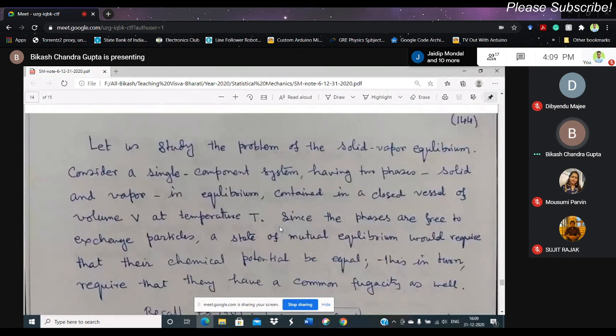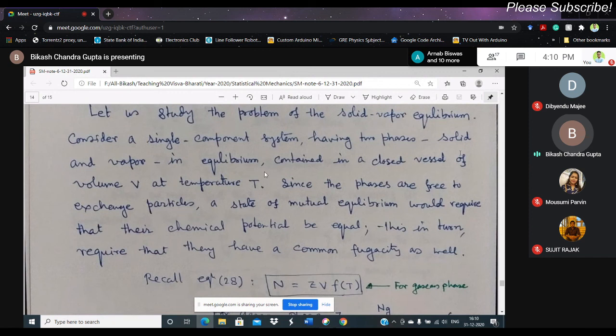Now, let us talk about something which is kind of interesting. Let us study the problem of liquid vapor equilibrium. Actually, the whole point is why do you need this grand canonical ensemble? That you will realize. Now let us study the problem of the solid vapor equilibrium. Consider a single component system having two phases, one is solid, another is vapor, in equilibrium. That means they do coexist, right?